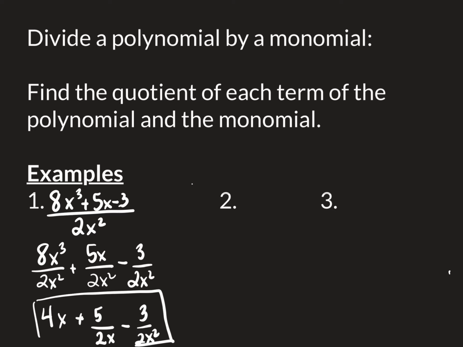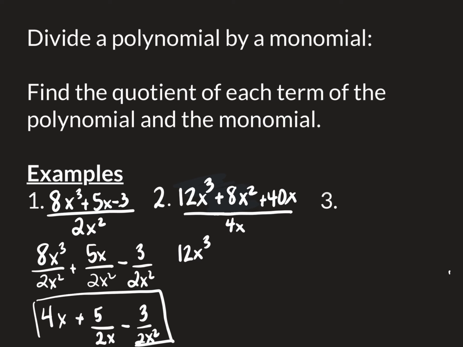Now I'll go on to the second example, 12x cubed plus 8x squared plus 40x. So that trinomial divided by 4x. I'm going to divide each term of the polynomial by the monomial in the denominator, by the divisor. 8x squared divided by 4x, and then 40x divided by 4x. Now I'm actually going to divide.